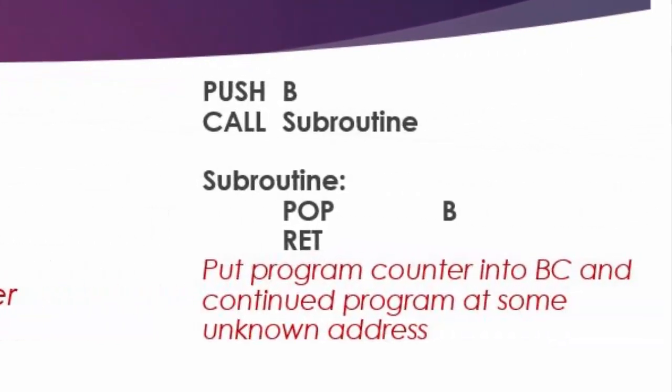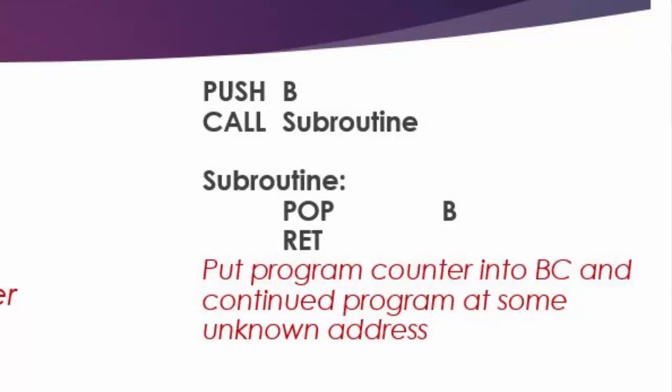Third example is where you push something onto the stack and then you call a subroutine, and the intent is that you want to then retrieve that value you pushed onto the stack. Remember, this call instruction has pushed the program counter onto the stack, so now there's the program counter and then there's your BC register pair.